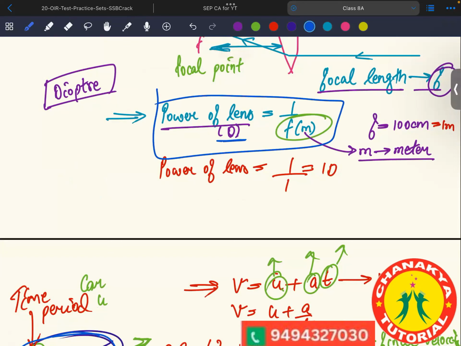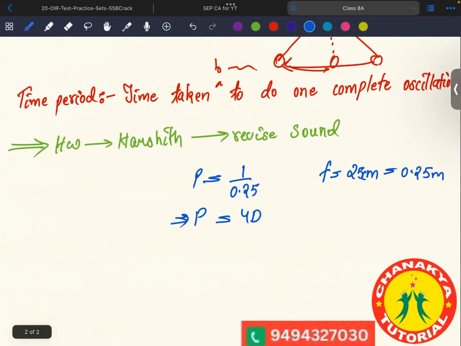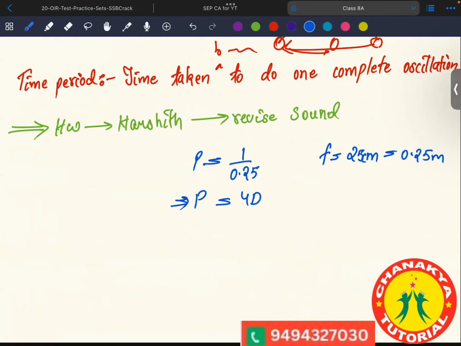Okay. So I have made a square on this formula. Remember this formula? Whenever you want to calculate the power of a lens, you put in the focal length and you will get the power of the lens. Got it, Ashwath? Yes, sir. Here 4D came. So this is how we calculate power.